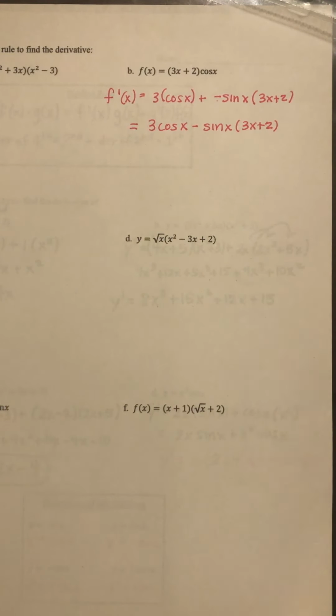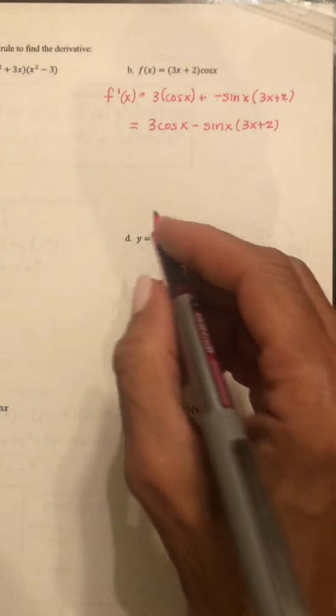All right, let's look at one that you might have some trouble with. Let me see. C doesn't look too bad. Well, D is a little annoying. All right, so we're going to mess with D. Oof. This is a little ugly. So we're going to try this together.